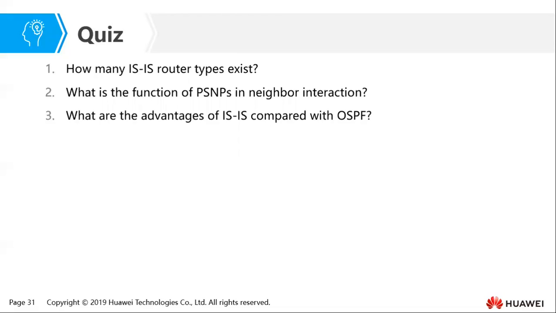What is the function of the partial sequence number PDUs in neighbor interaction? What is the function? Sends updates. Used to request and acknowledge LSPs, link state PDUs. Thank you very much. What are the advantages of IS-IS compared to OSPF? Let me leave that with you so you can have a read about that.